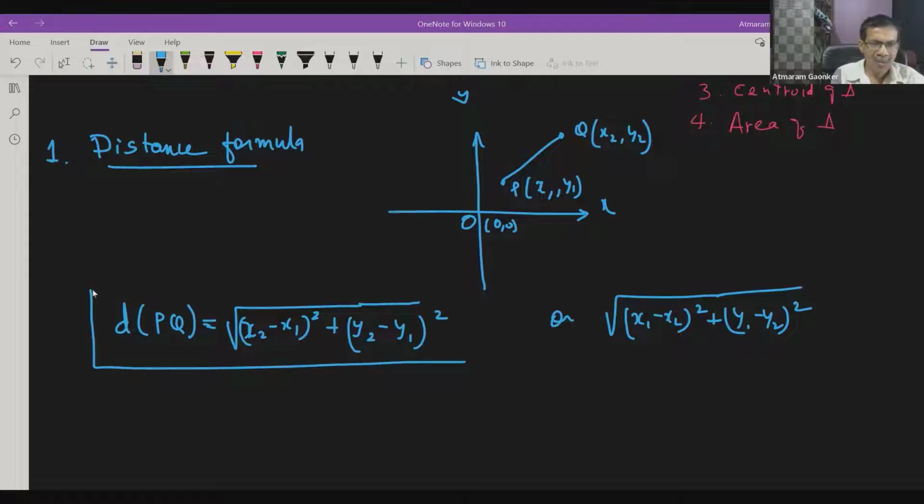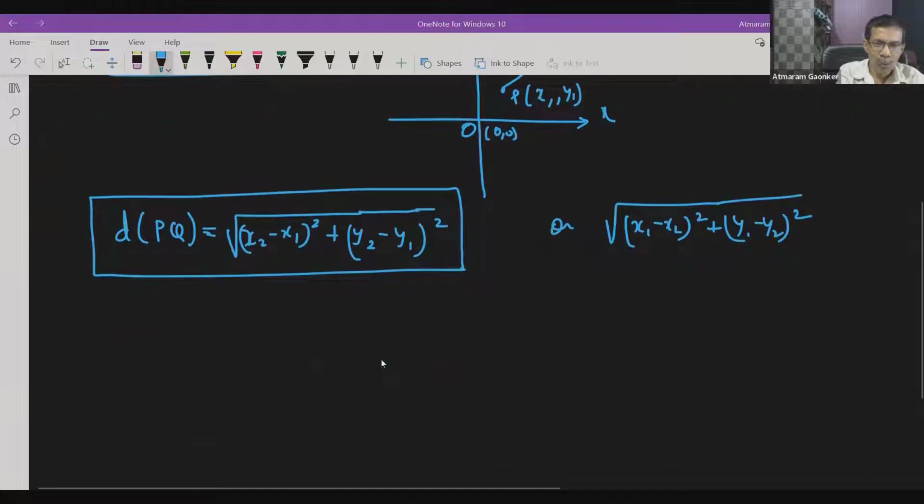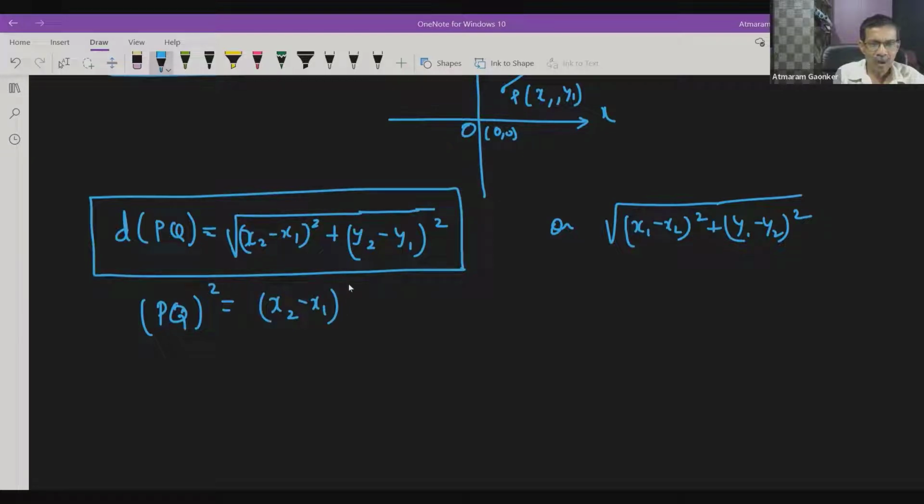You remember any one, and that will do your work. This is the formula for the distance. And one more thing: along with this, you can remember the formula like this also. Instead of PQ, I will write PQ square. PQ square will be equal to (x2 minus x1) the whole square plus (y2 minus y1) square. So this formula is also used.